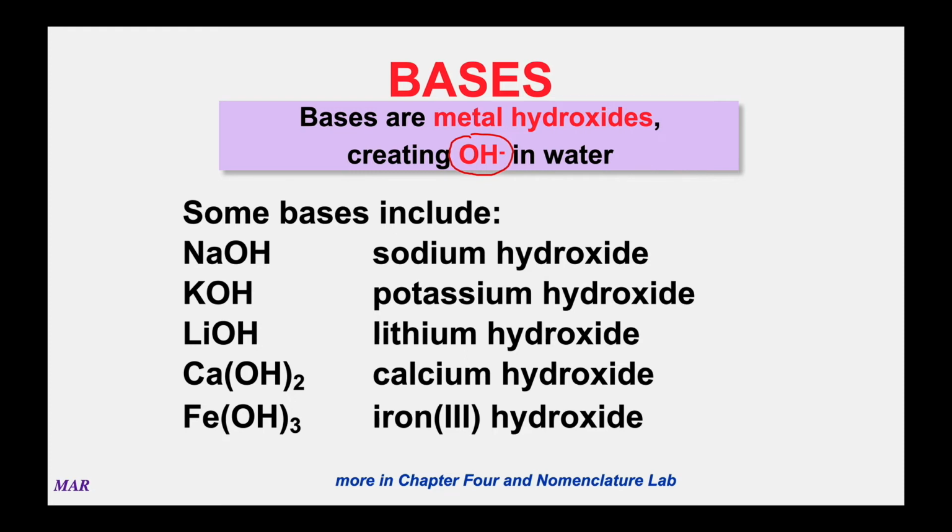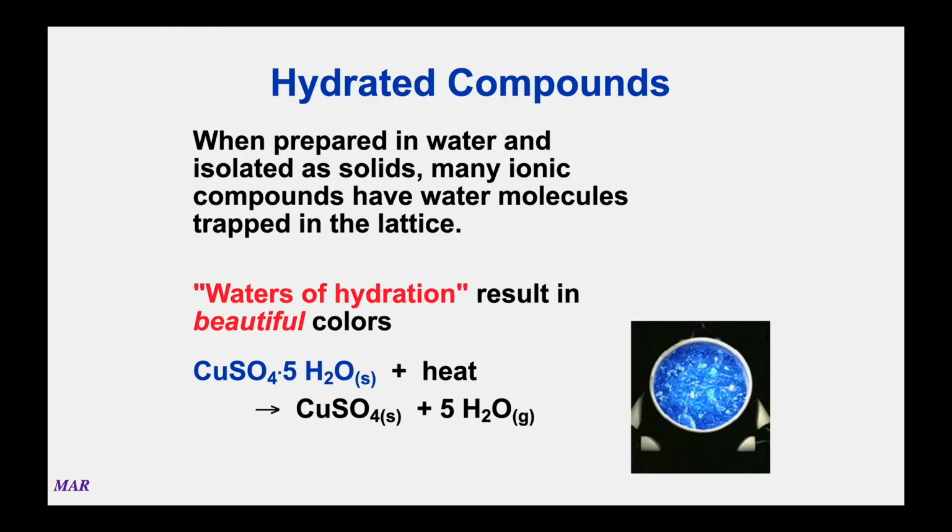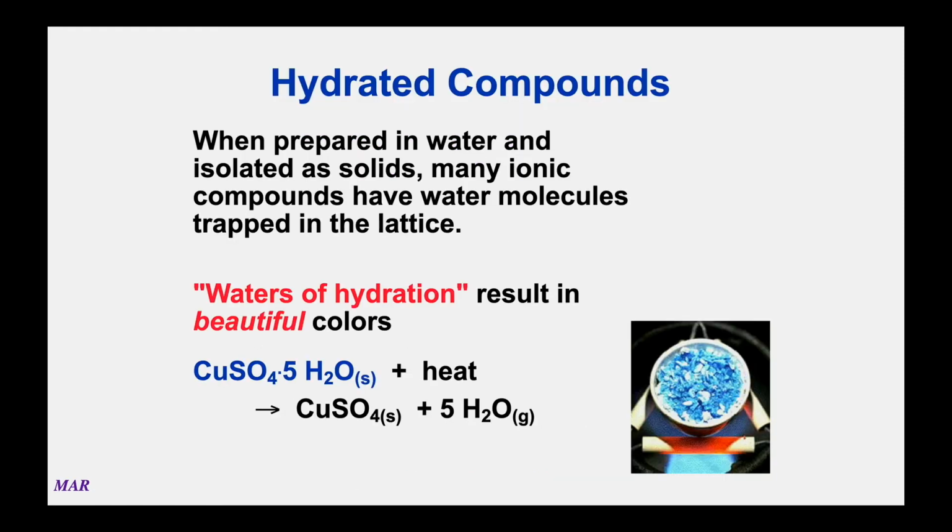And again, we're going to look more at bases in that same Chapter 4 section and also in the nomenclature lab. When the hydrated compound, copper sulfate pentahydrate, is heated, the water molecules associated with the ionic solid are driven off, leaving copper sulfate with no associated waters. This compound is called anhydrous copper sulfate.